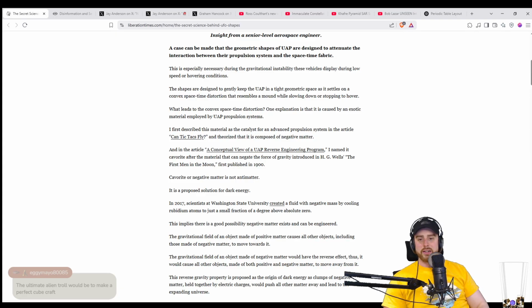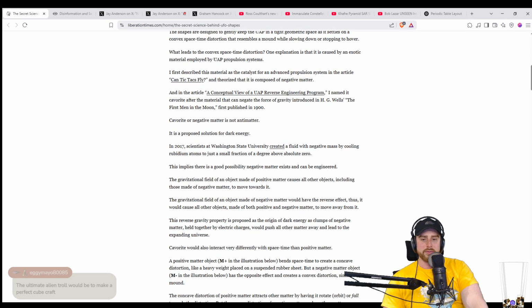And in the article, A Conceptual View of a UAP Reverse Engineering Program, I named it Cavorite after the material that can negate the force of gravity introduced in H.G. Wells' The First Men in the Moon, first published in 1900. Cavorite, or negative matter, is not antimatter. Okay, well, never mind. It is a proposed solution for dark energy. In 2017, scientists at Washington State University created a fluid with negative mass by cooling rubidium atoms to just a small fraction of a degree above absolute zero. This implies there is a good possibility negative matter exists and can be engineered.